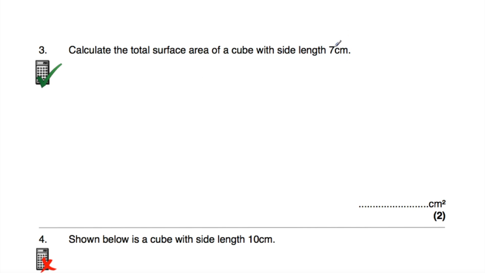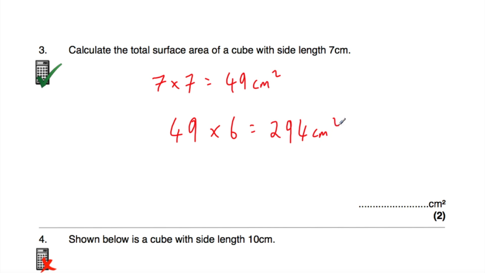Because the side length of the cube is 7 centimeters, to find the area of one of the faces, we're going to do 7 multiplied by 7, which is equal to 49 centimeters squared. So that's the area of each of the faces, and there's 6 faces. So if we do 49 multiplied by 6, that'll give us the total surface area of that cube. 49 multiplied by 6 is equal to 294 centimeters squared. So that's the total surface area of that cube, 294 centimeters squared.